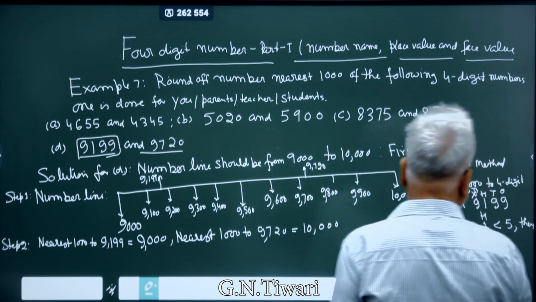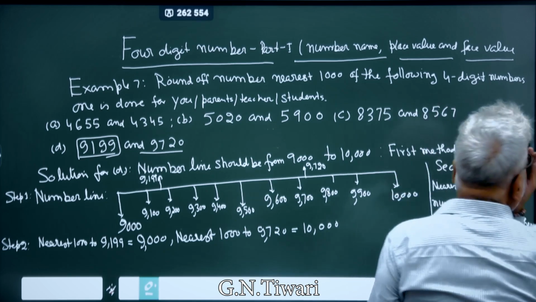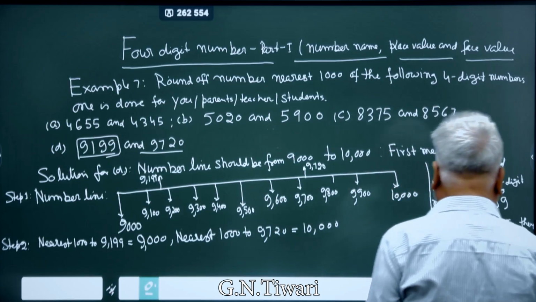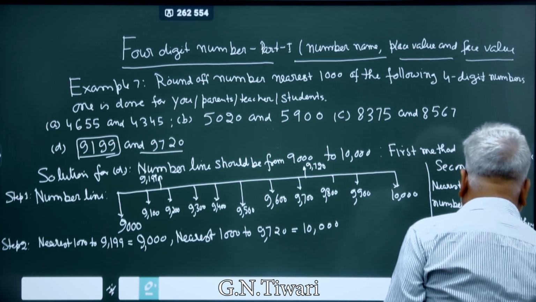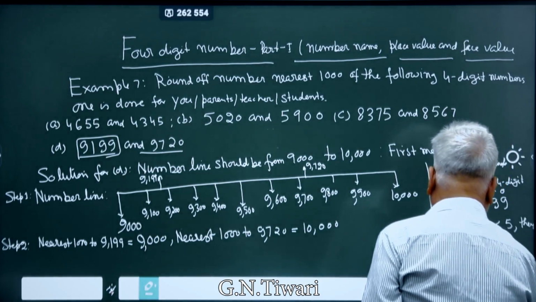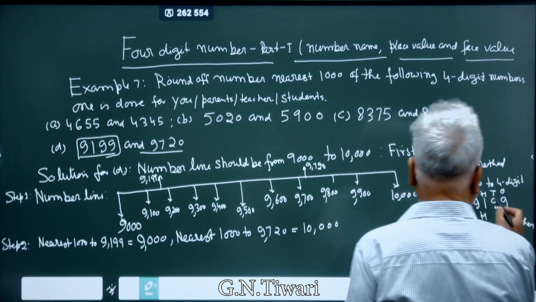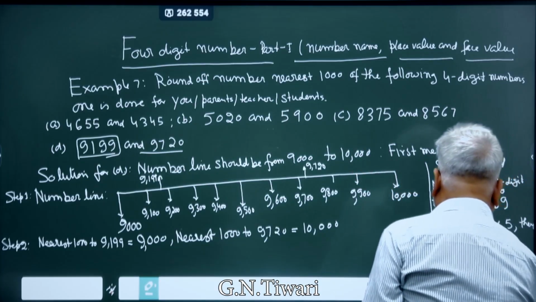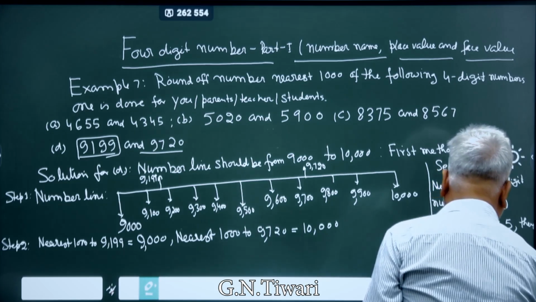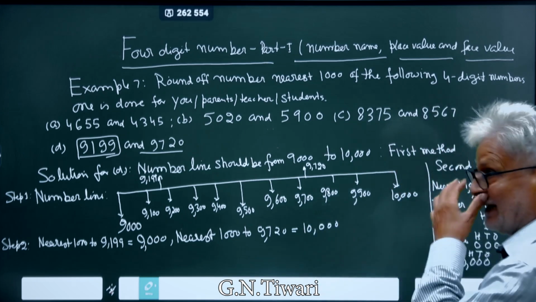Pay attention. If h is less than 5, it can only be 4, 3, 2, or 1, then all this becomes 0. Then write HTO as 0. So what will happen? Now write 0 0 here, and the number becomes 9000, OTH and TH. Did you understand?